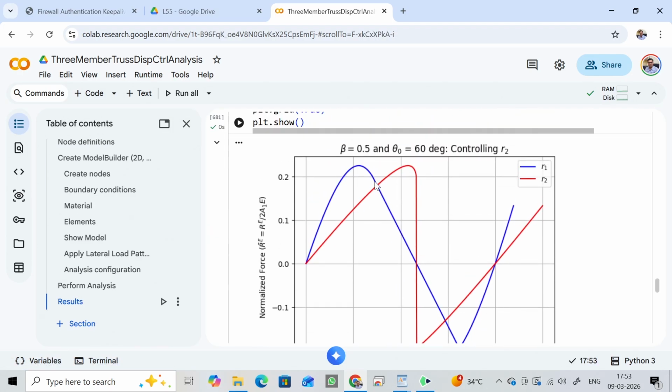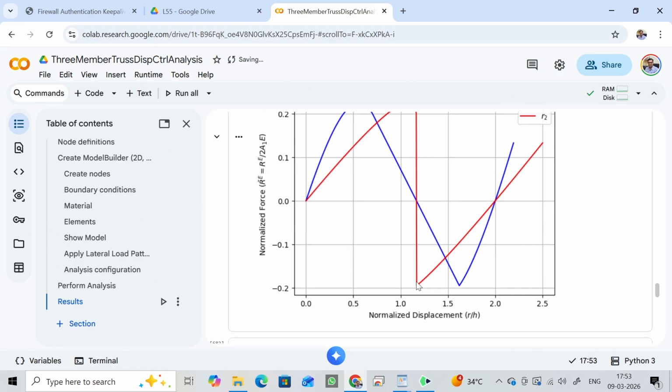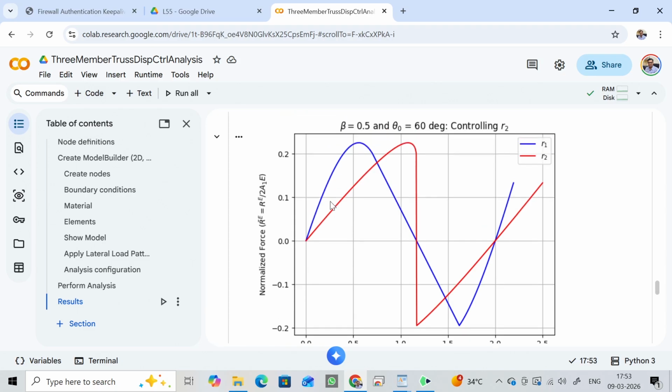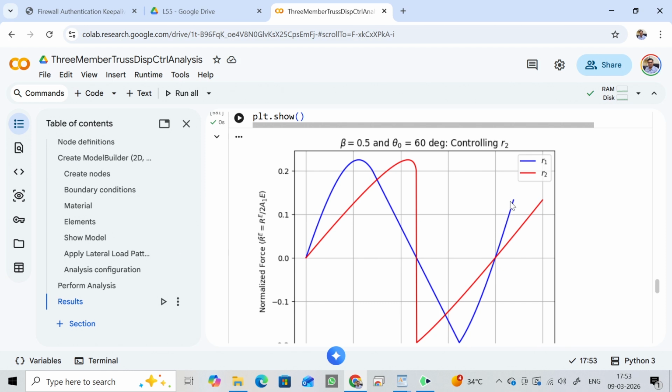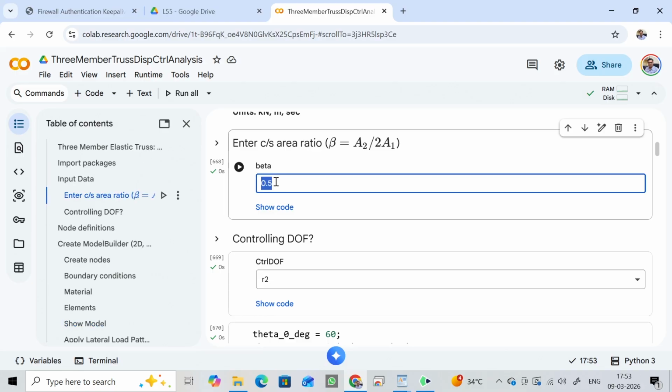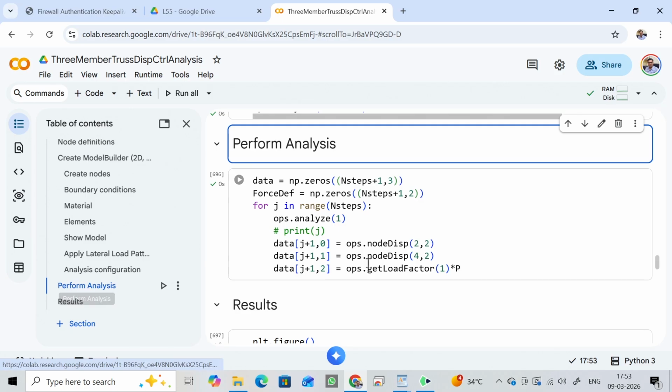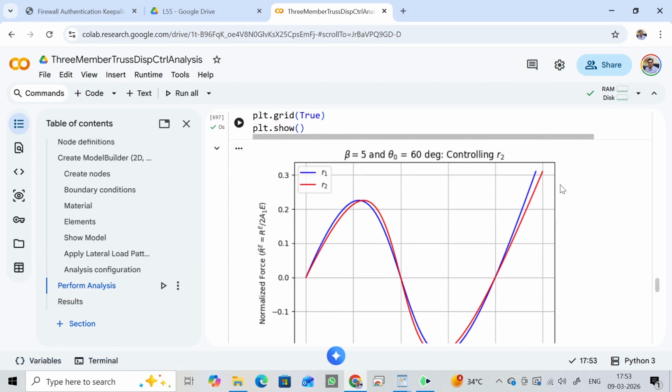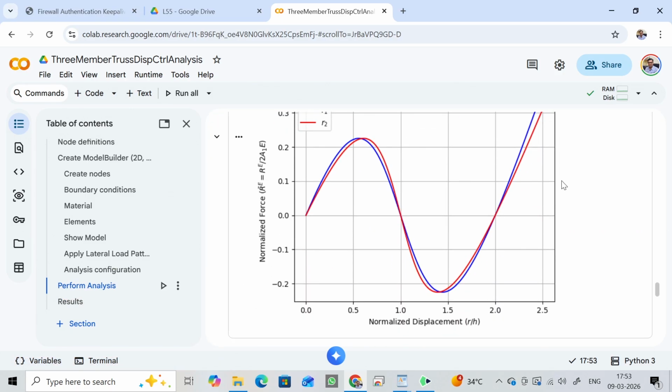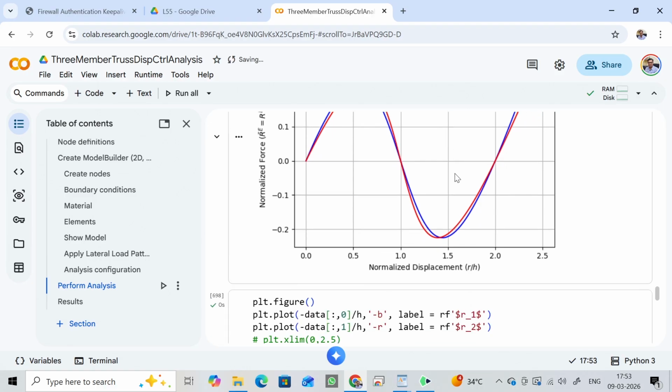So, if I control R2 and rerun the analysis, what do you get? Well, you see that the R2 displacement is actually showing you a dynamic snap at a constant displacement, the load is dropped and then again it is increasing, and similarly R1 is accordingly obtained, okay. So, that is if you control R2. Now, if I change this beta value to 5, okay, and run this analysis, then it does not matter what you are controlling, okay. So, that is the key idea here, okay.